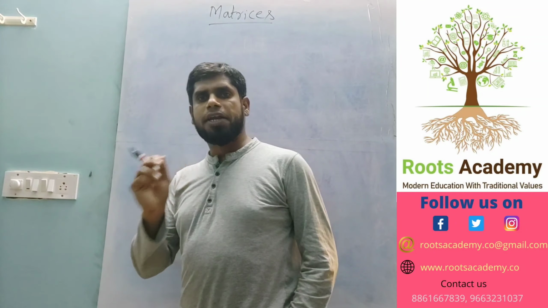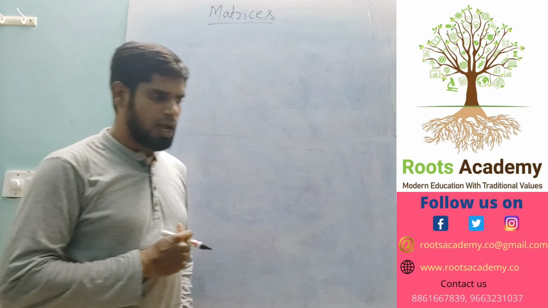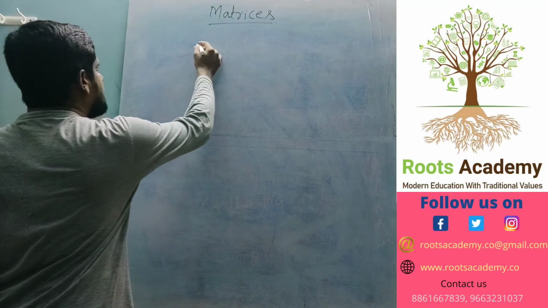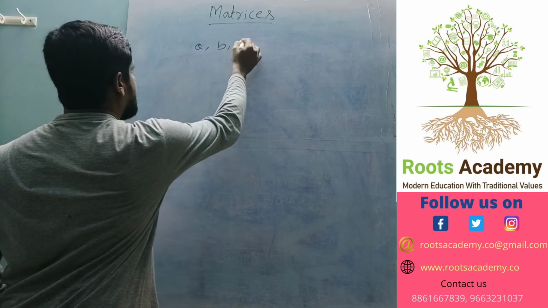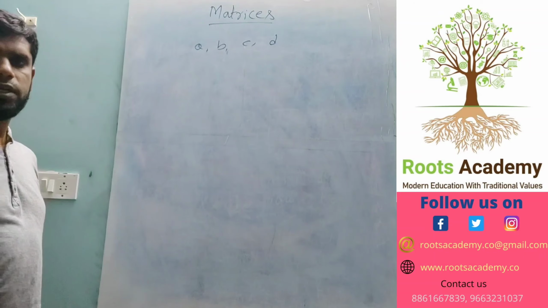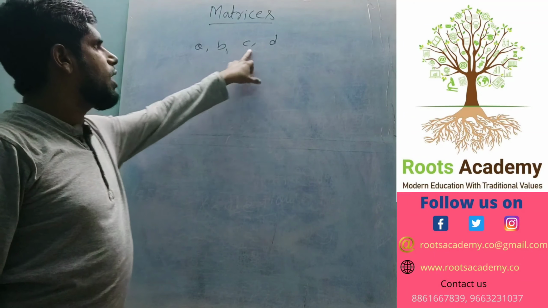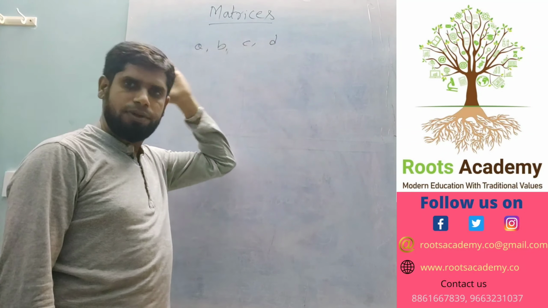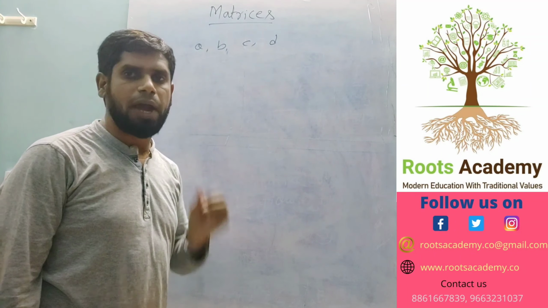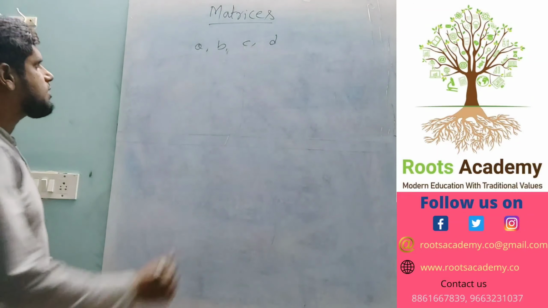Students, any arrangement, if we do it in rows and columns, then that kind of arrangement is called a matrix. Suppose I have elements A, B, C, D. I have these four elements. If I arrange these four elements in rows and columns, then that kind of arrangement is called a matrix. How can I arrange?